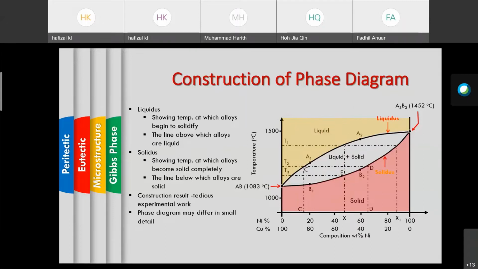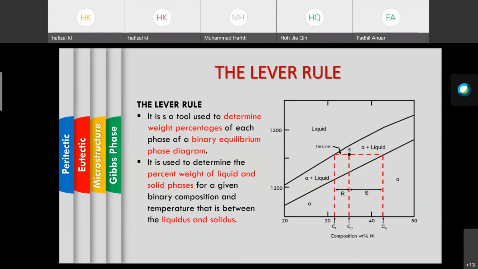So from there, the construction is finished, looking at the variation of nickel from 0% up to 100%. From there, we can look at the projection or prediction, whereby we can put various lines. Let's say we want to look at 40% of nickel on this line, what will happen during solidification. And then we come across the lever rule.